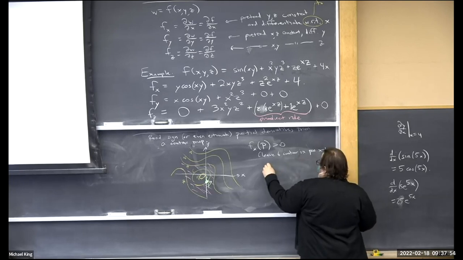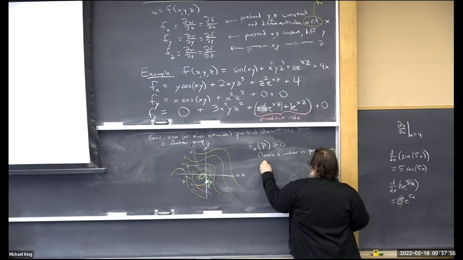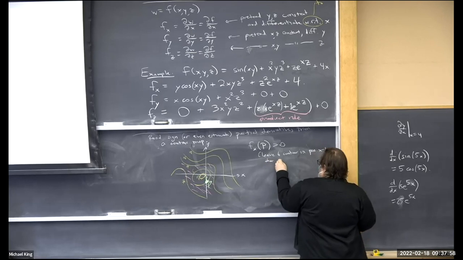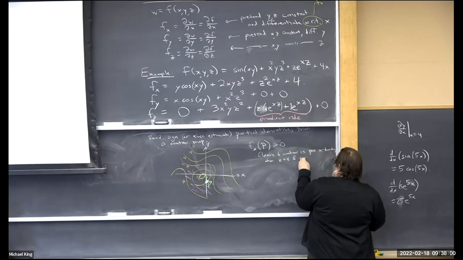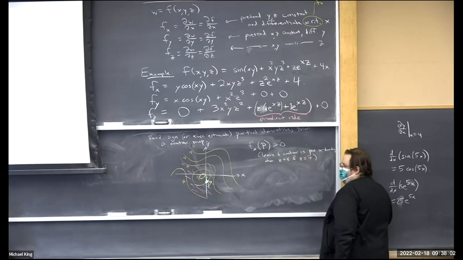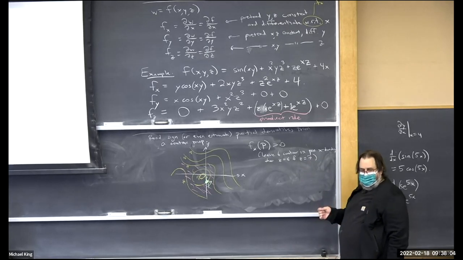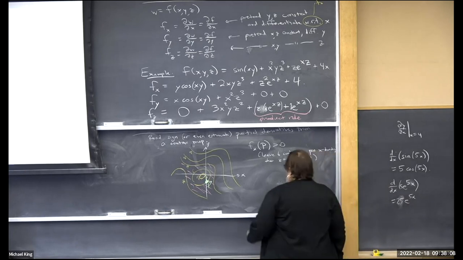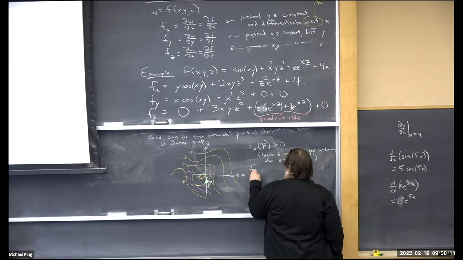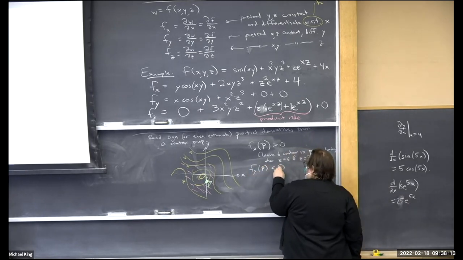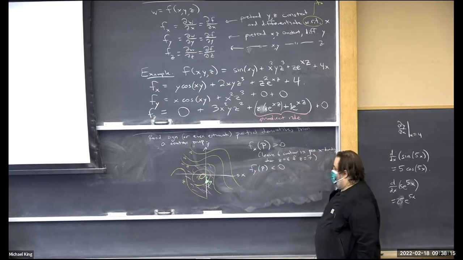Then you're between 6 and 7, between z equals 6 and z equals 7. So that's why it's positive, because you go from z equals 6 to something between 6 and 7. And similarly, f sub y of p is negative, right? Because you're now between the 5 and 6 contour.